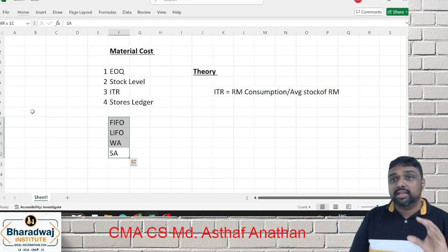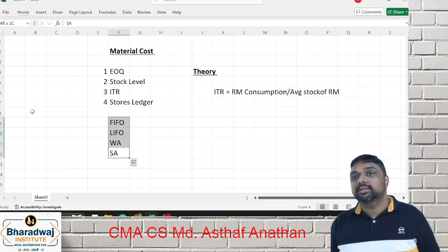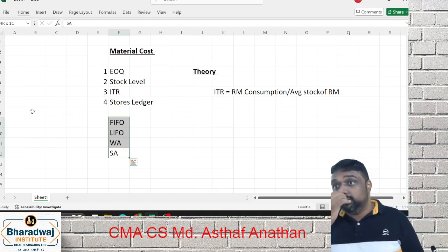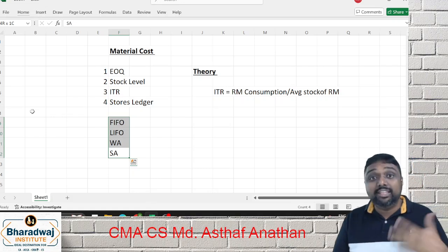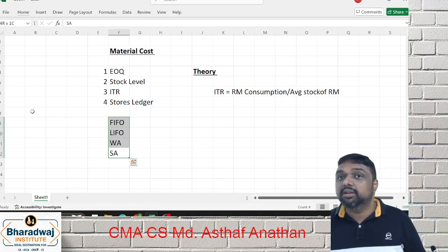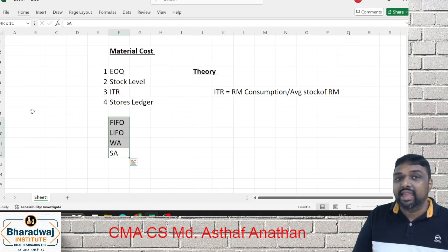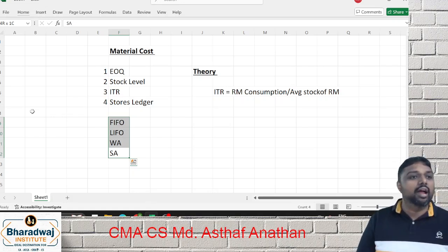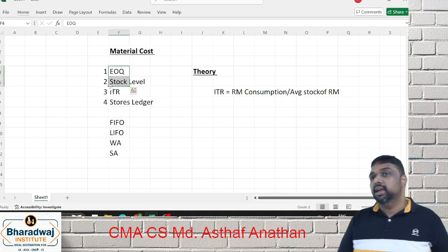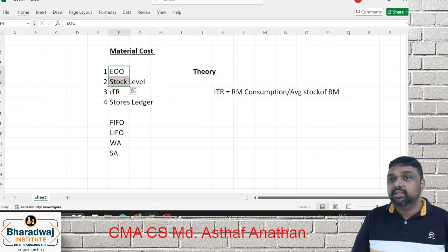I will tell you one standard question for how they can test you in the exam. Apart from this, in class we have discussed other methods, the specific issue method and the base stock method. But those are very rarely tested in the exam. You can revise them just one time, just read and go on. You have to focus more on EOQ and stock level. Do you understand, my dear friends? This is how you have to prepare.